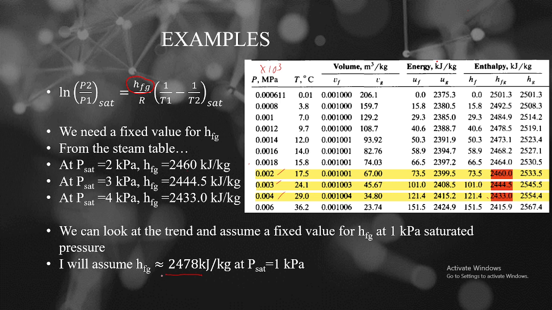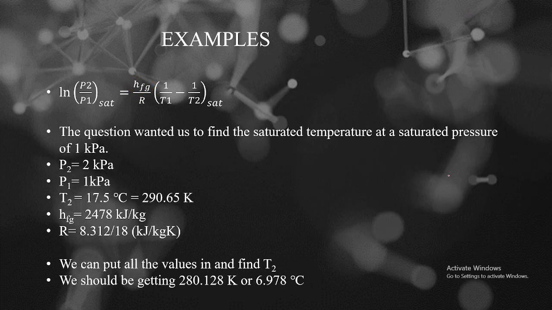So I assume 2478 kilojoule per kilogram at 1 kilopascal, right? Because we assume the change from 2 to 1 should be about 18 kilojoule per kilogram, right? Okay, yes, okay. So all we can do is put all those parameters inside. I took my P2 to be the 2 kilopascal. So it means that the T2 is its corresponding saturation temperature, that was the 17.5 degrees Celsius. And my P1 is the 1 kilopascal, so my T1 is the unknown, right?